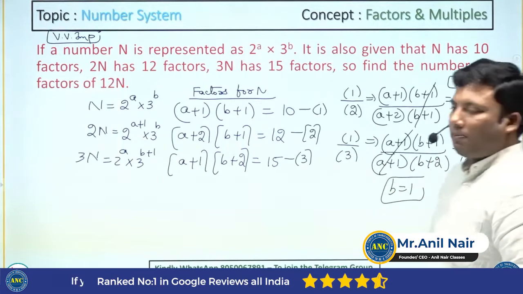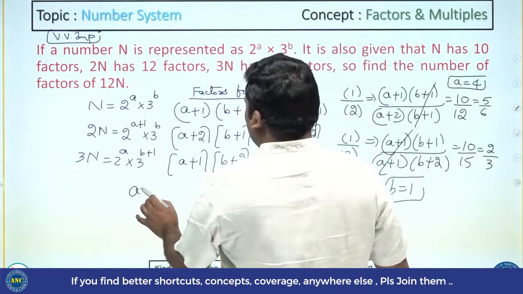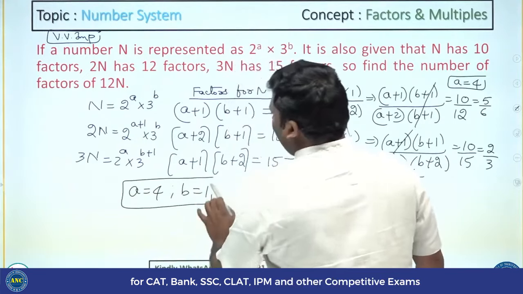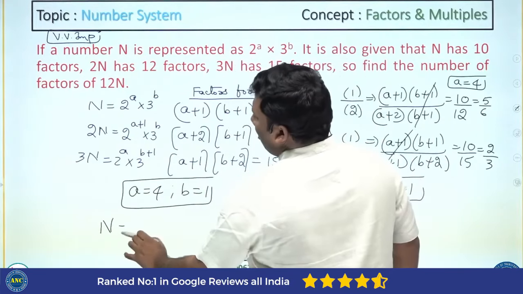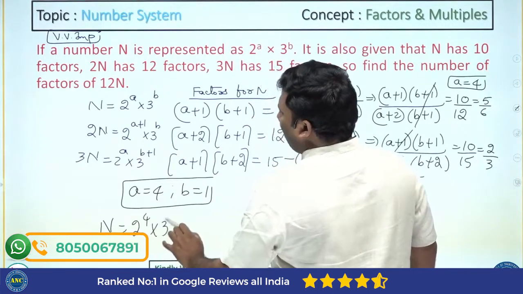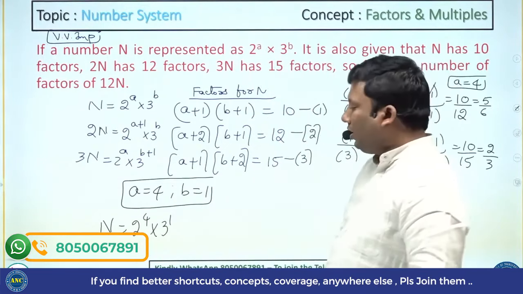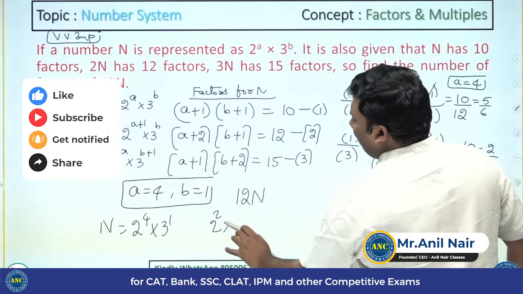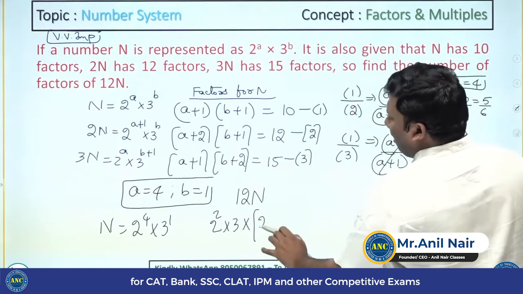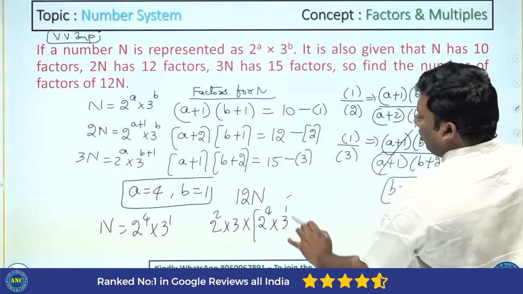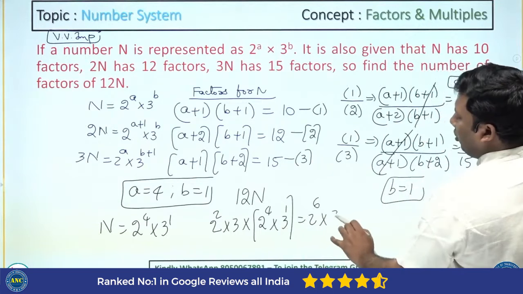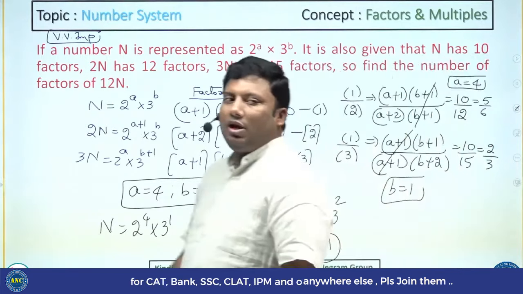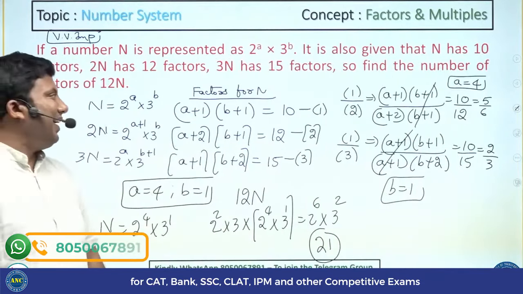That means a value is 4 and b value is 1. So the number will become 2 power 4 into 3 power 1. I want the number of factors for 12n. 12 is 2 square into 3. n is 2 power 4 into 3 power 1. So 12n is 2 power 6 into 3 power 2. 7 into 3, the answer will be 21. I hope the idea is clear.